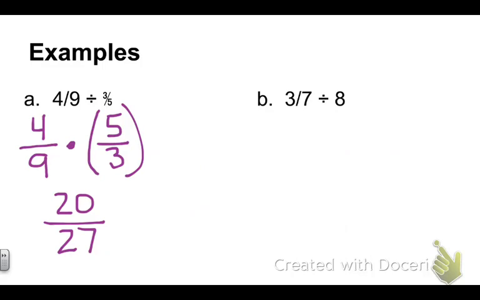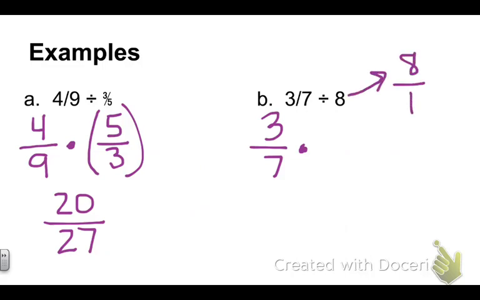Same thing for B, 3/7 divided by 8. We're going to keep that first fraction. You're going to change your division to multiplication. And then we're going to flip the 8. Now some of you might be saying, oh, that's not a fraction. Yes, it is. Remember, 8 as a fraction is 8/1.